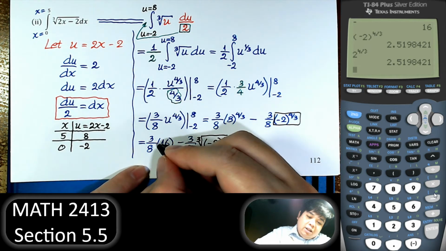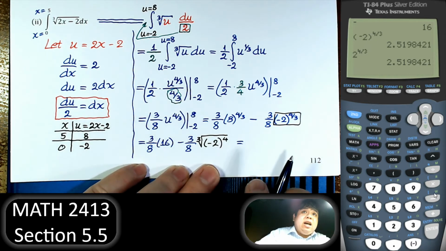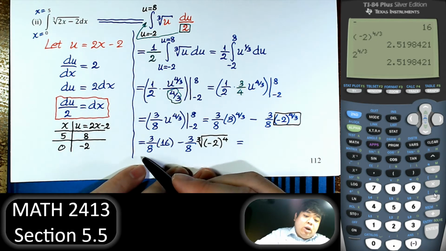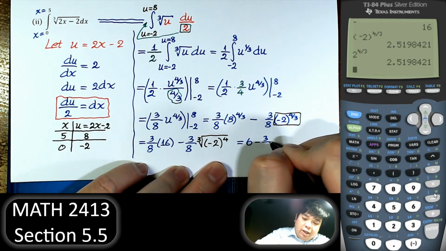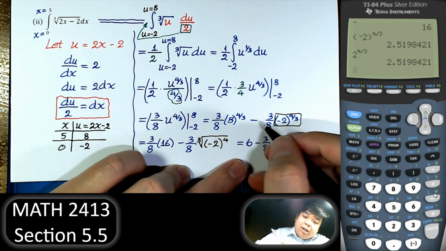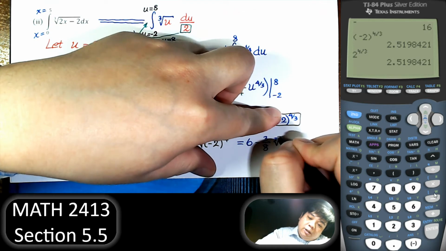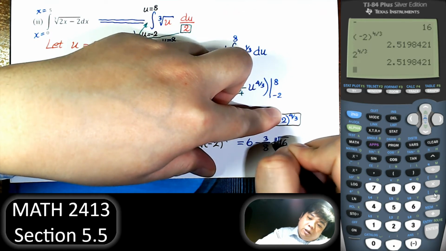So simplify this, 3/8 times 16. 16 and 8 cancel out. We have 2 times 3, which is 6, minus 3/8. And then that just times cube root of 16.